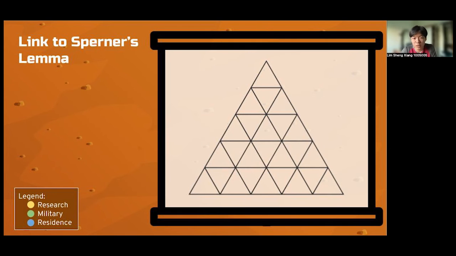Next, for the triangle that you are seeing on the screen right here, this triangle represents the surface of Mars from a top-down view, and this will allow us to find an optimal hub's location using Sperner's lemma.